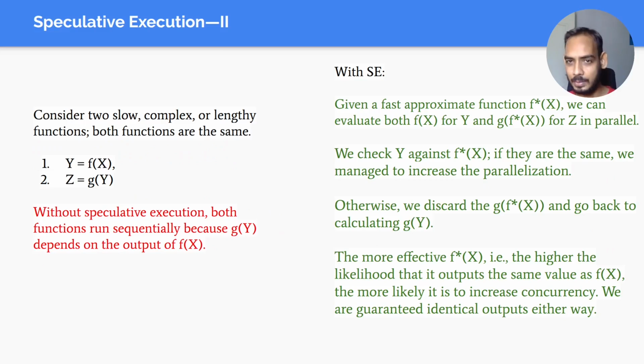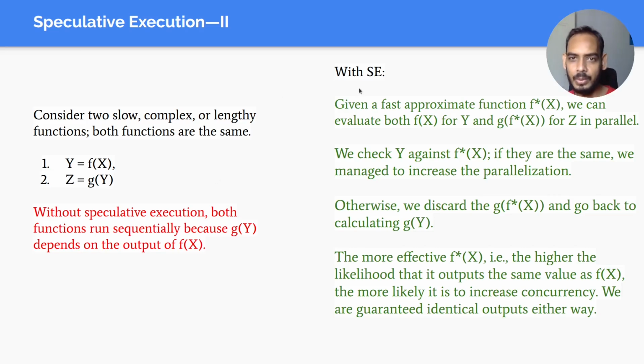Now the mathematical concepts. Consider you have two complex, lengthy functions, f of x and g of y, which take time to get the results. f of x gives y and g of y gives z. Without speculative execution, g depends on the output of f of x, so it has to go through sequentially. Once y is generated, only then can z be generated. That's how the sequential operation happens without speculative execution.